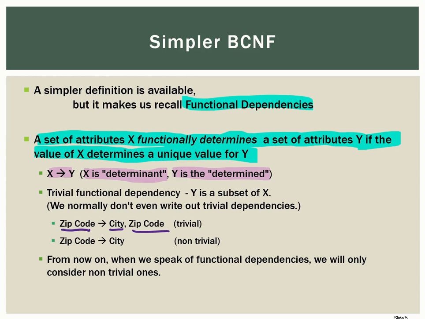We never really write functional dependencies that are trivial. They're not that useful to us. So what we're used to is something like this, where the zip code functionally determines the city, and we're not going to repeat that the zip code determines itself. So from now on in this lecture, whenever we speak about functional dependencies, we're going to consider those to be the non-trivial ones. I'm not going to keep saying non-trivial. All right, let's move on and find this easier definition of Boyce Codd.